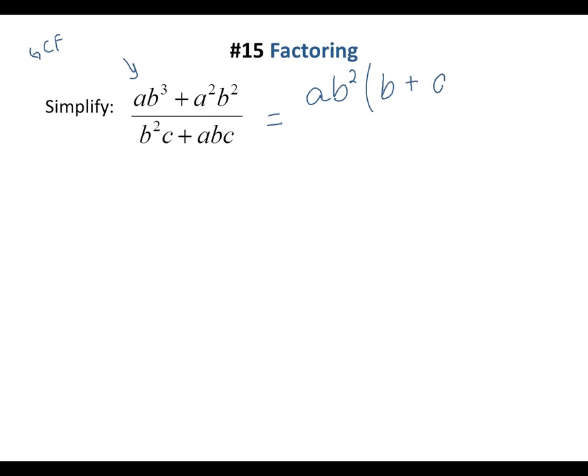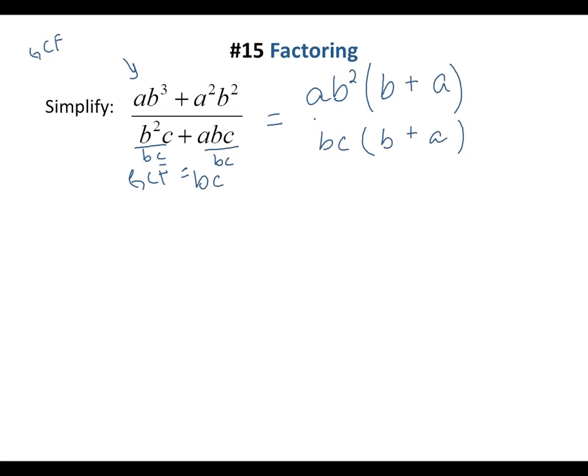So we can start canceling b's and c's here, right? No. Why not? What do we have to do for canceling things? Factoring, right? We can cancel factors. So if I look at the top here, we always look for greatest common factors first, right? Do I see a greatest common factor up here? Yeah.